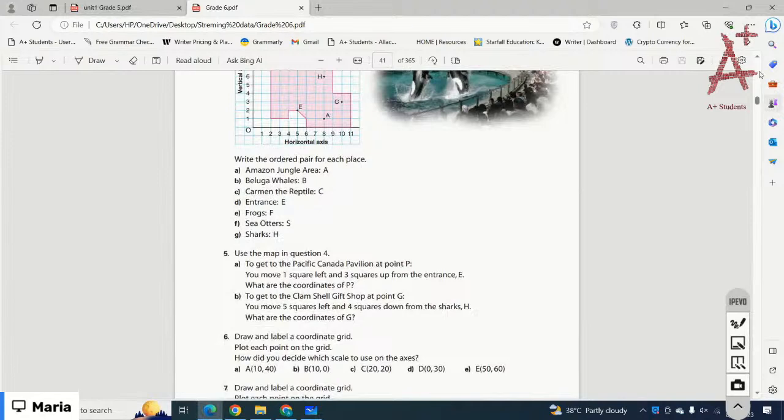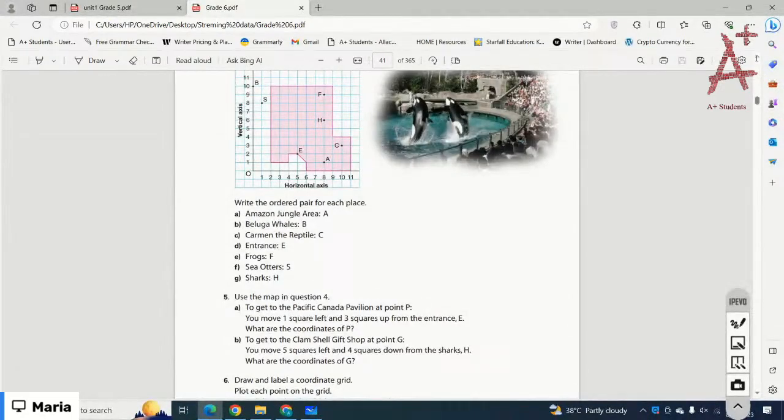To get to the Clam Shell Gift Shop at point G, you move 5 squares left and 8 squares down from the Shark's H. Okay, here is H. 5 squares left: 1, 2, 3, 4, 5. Here is 5 left. Okay, 5 left and 4 down: 1, 2, 3, 4. You are here. Just note the coordinates, 2 and 2, right?